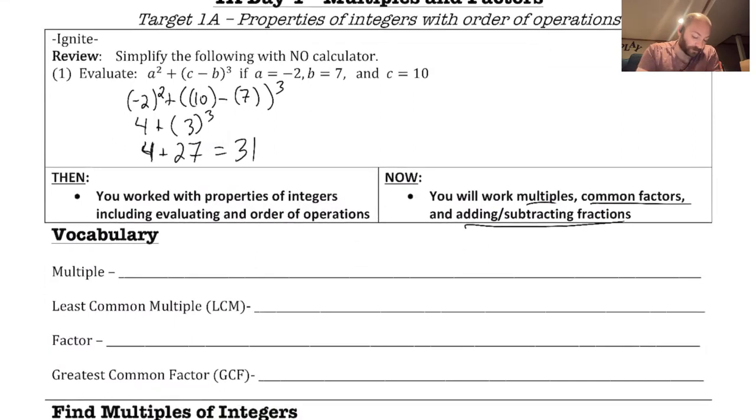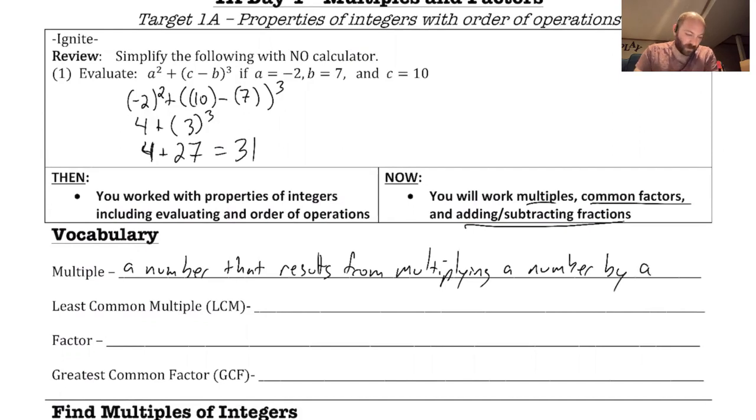All right, so a multiple is a number that results from multiplying a number by an integer. A number that results from multiplying a number by an integer. There we go.